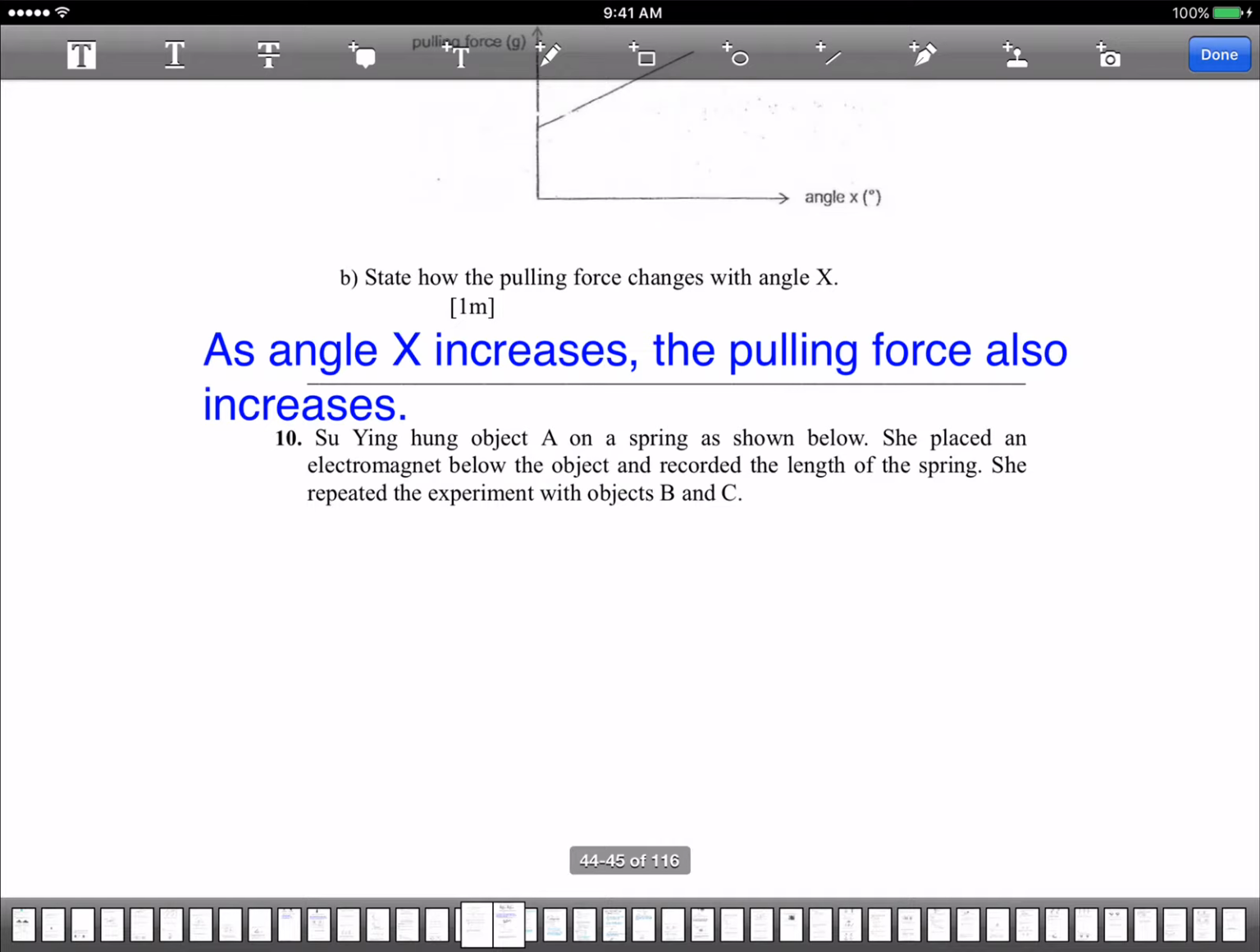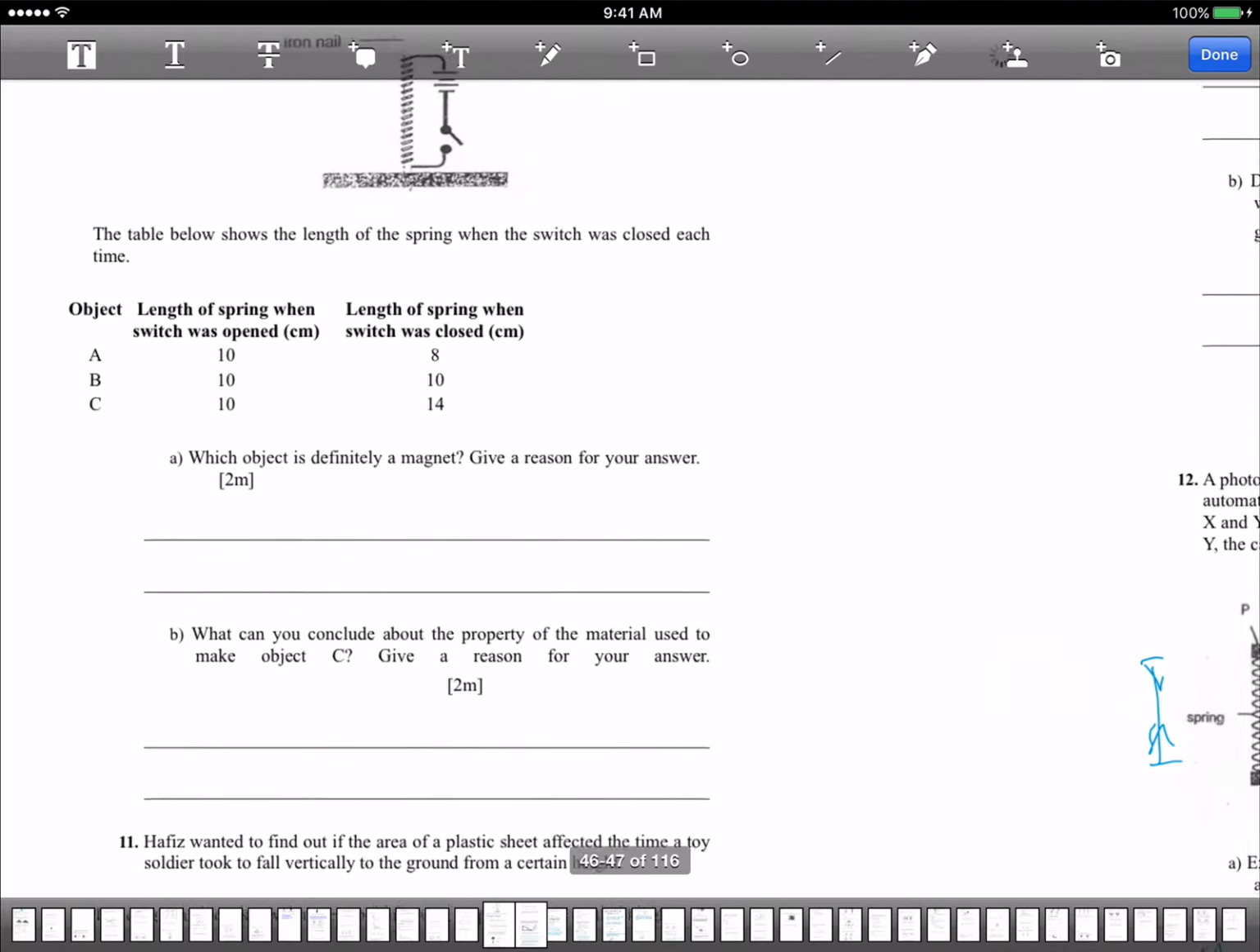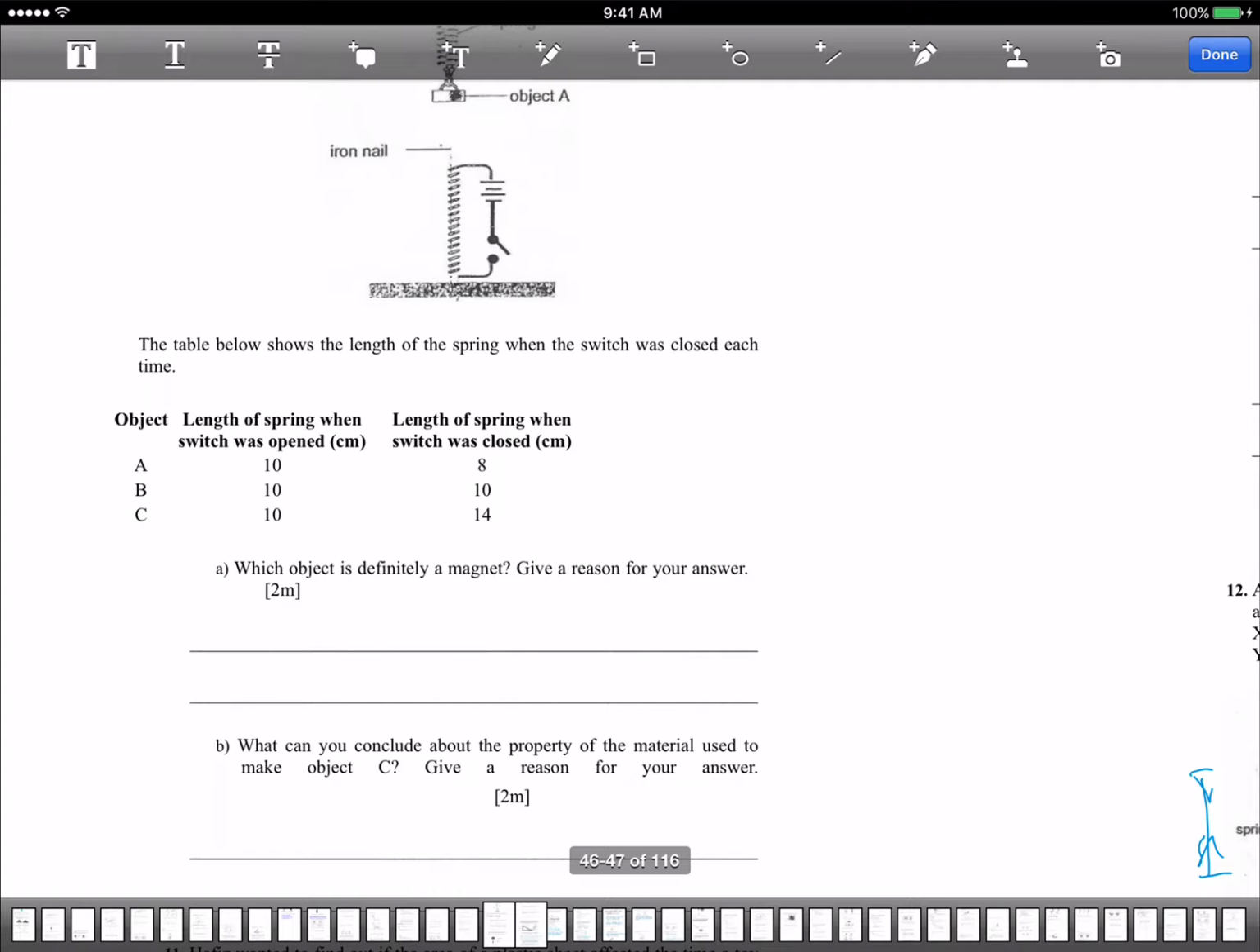Right, next we have swing. Su Ying hung object A on a spring as shown below. She placed an electromagnet below and recorded the length. So which object is definitely a magnet? So we have three objects, A, B, C.